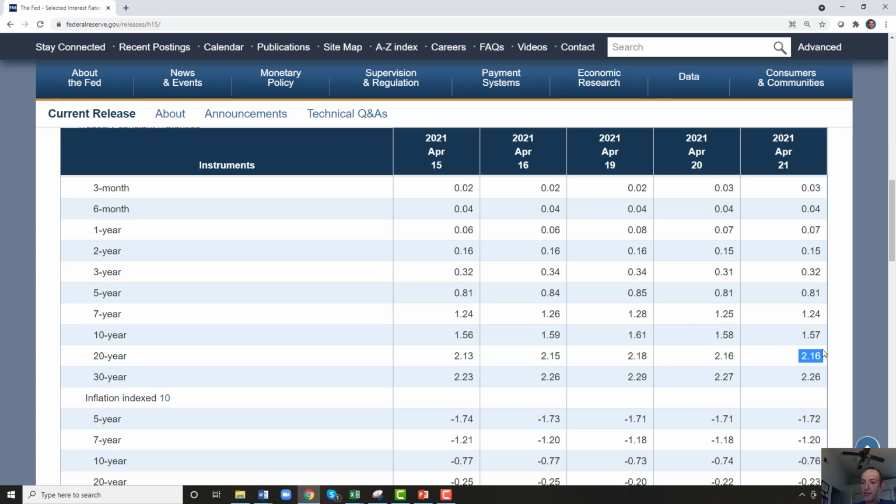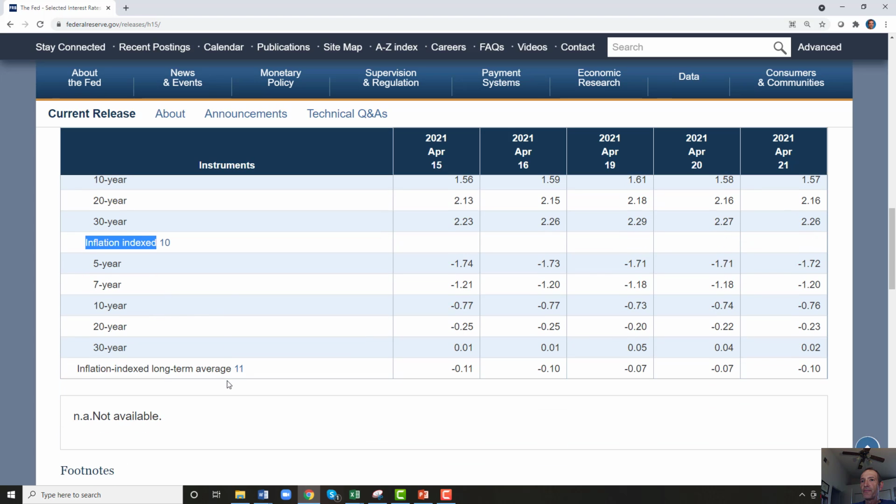And in the 20-year, we've got a fairly steep yield curve right now. The 20-year is at 2.16%. So we can use those rates to tell us what the bond market thinks interest rates will be in the future. We also have inflation indexed bonds, and with inflation indexed bonds, we can also get an estimate of where we think inflation would be. And these bonds are so bizarre right now. The 5-year inflation-linked bond actually has a yield that's negative 1.72%. Just absolutely incredible.